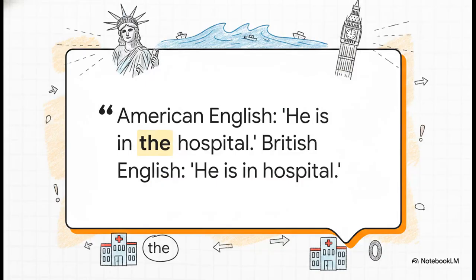Now, if you're feeling a little frustrated by these exceptions right now, don't worry because even native speakers can't agree. Across the Atlantic, American English and British English completely diverge on the rules for institutions. An American will say, he is in the hospital, demanding that definite article. But a British speaker will treat it just like school or bed and use the zero article, saying, he is in hospital. Neither of these is wrong. They're just completely different regional realities.